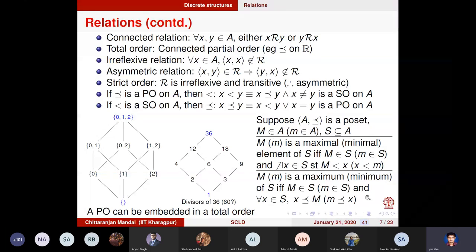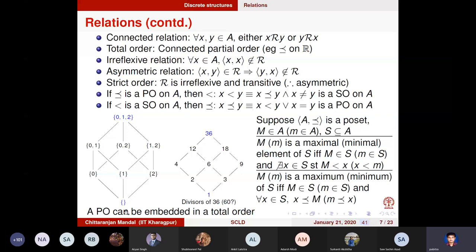In such a strict order, there is a maximal element such that there is no other element x which is greater than the maximal element. Similarly, there is no other element x belonging to S, of course inside X, such that it is strictly less than small m, the minimal element.